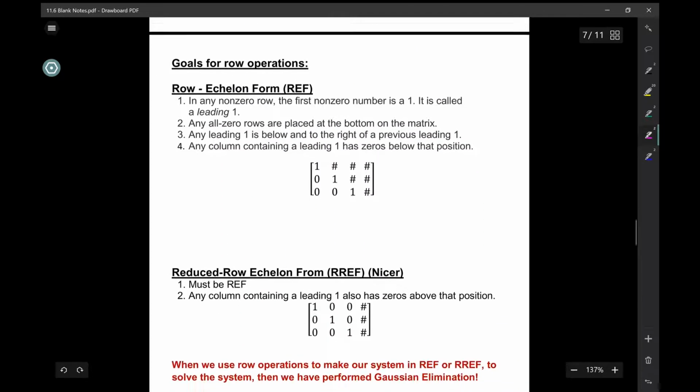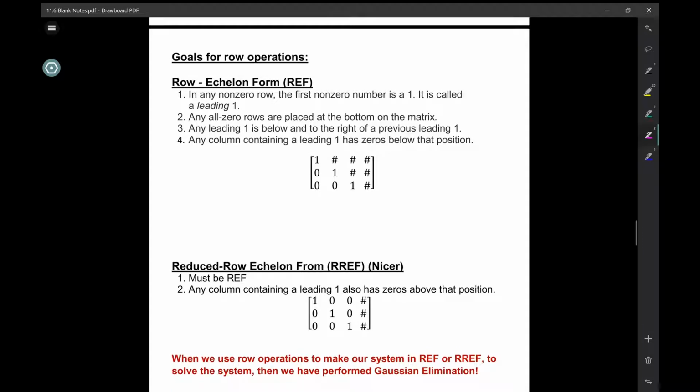All right, again, what were our goals for the row operations? One of our goals was getting our matrix into row echelon form. This means there's ones on the diagonal. Here's where my bar is. Sometimes we write it, sometimes we don't. Ones down the diagonal and zeros below all those and numbers in the other points.